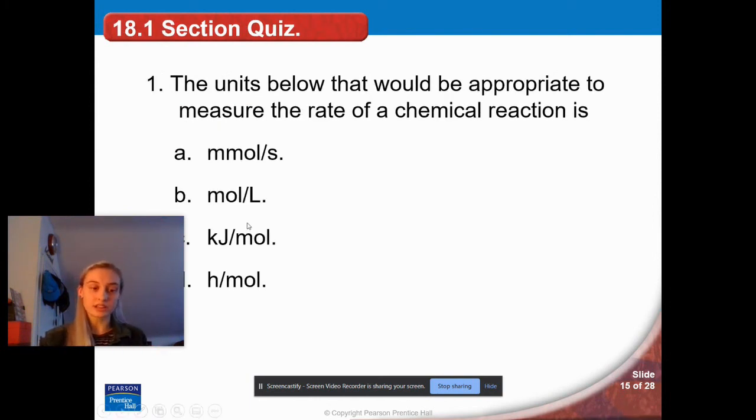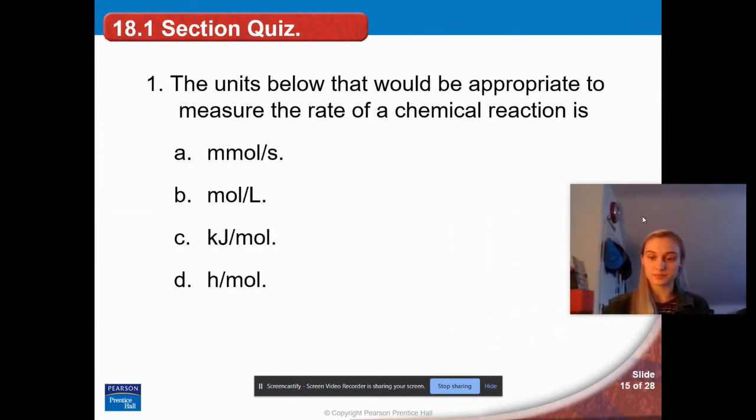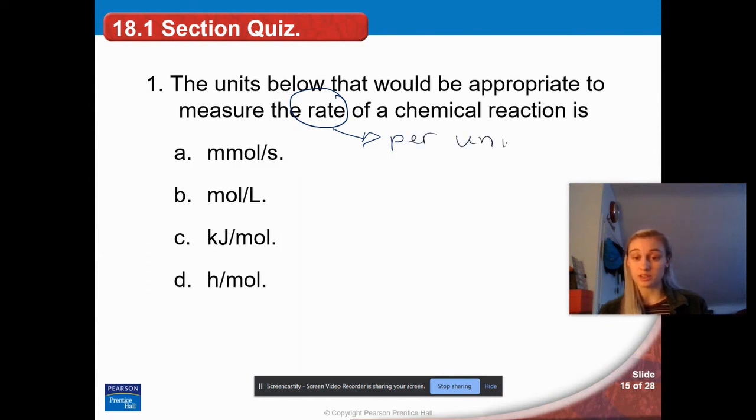And so now we get to the little section quiz at the end. Our first question is asking which of the units below would be appropriate to measure the rate of reaction. I already told you that moles are involved, and so we know that rates are per unit time.